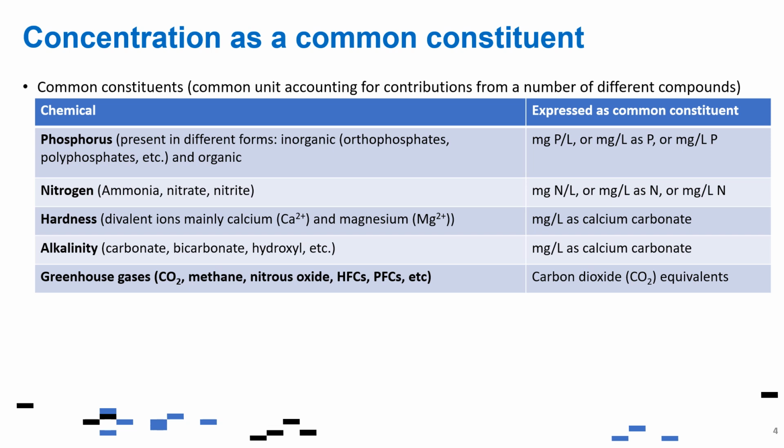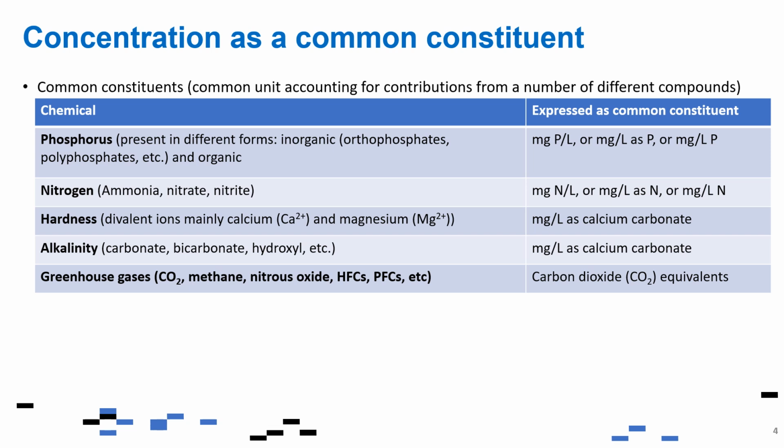In the same way, we can do this to nitrogen, which can exist as ammonia or NH3, nitrate or nitrite forms. We present it as total nitrogen in the unit of milligrams nitrogen per liter or milligram per liter nitrogen. The alkalinity and hardness of water are also contributed by different species. For example, hardness is mainly due to divalent ions, particularly calcium and magnesium, which are the most abundant divalent ions in natural waters. So instead of knowing the contribution of each divalent ion to hardness, we refer to their total contribution in units of milligram per liter as calcium carbonate.